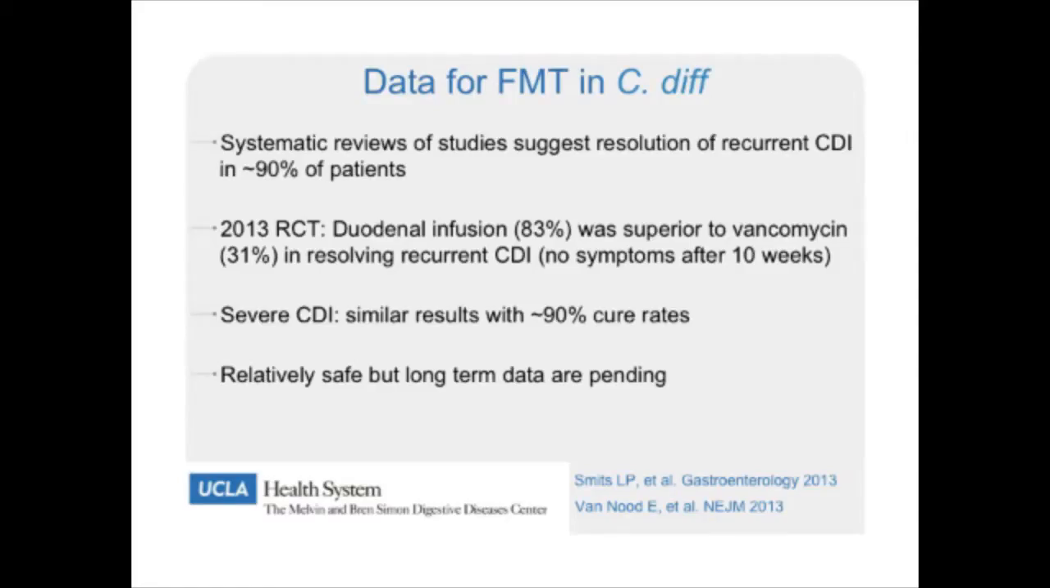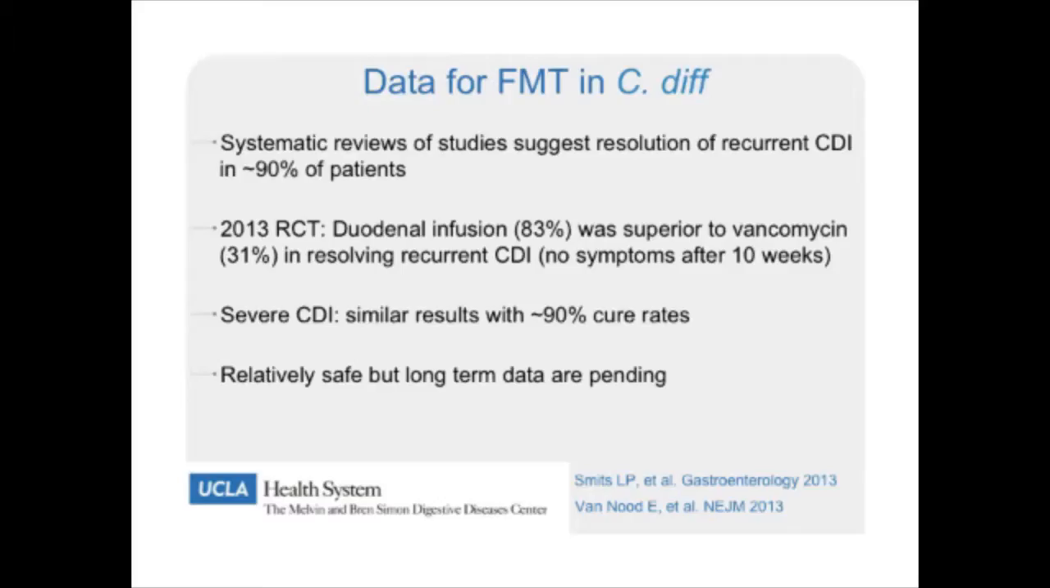So this is the take-home slide for FMT, the summary of the data. The systematic reviews of multiple studies in the literature suggest a resolution of recurrent C. difficile infection of roughly 90%, sometimes even higher. So that's the general number for your clinical practice and boards. In 2013, there was an RCT published in the New England Journal of Medicine showing that duodenal infusion was superior to vancomycin treatment in patients with recurrent CDI.